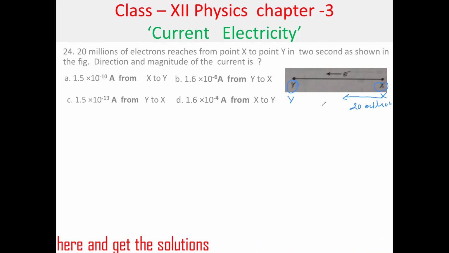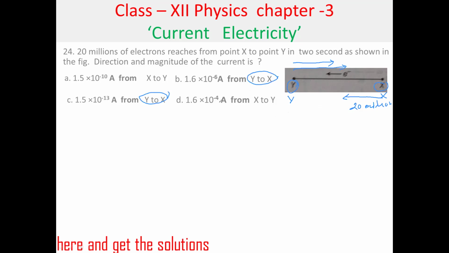electrons in these 2 seconds. So what will happen? इलेक्ट्रॉन जिस तरफ जाता है करंट उसका ऑपोजिट में होता है, so definitely current would be from Y to X, because the electron is moving X to Y, so current would be from Y to X. It is clear. So in these options, from X to Y, from Y to X, the answer may be this one or maybe this one, because the current direction is Y to X.